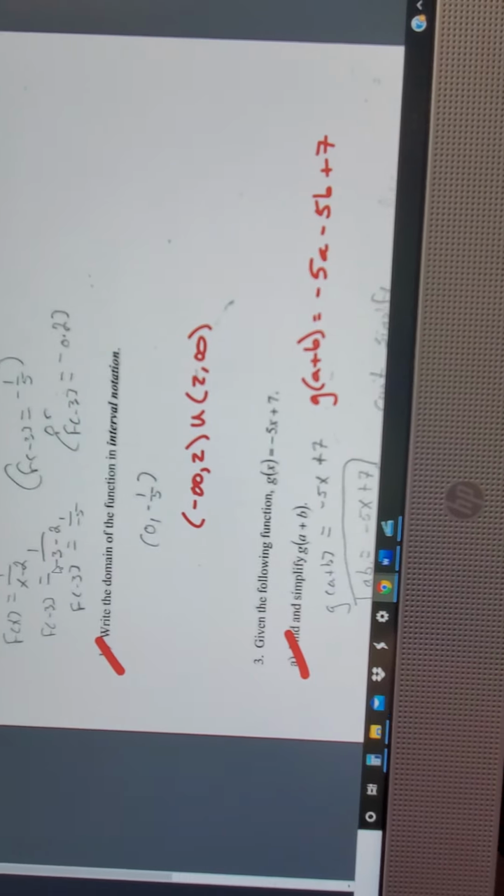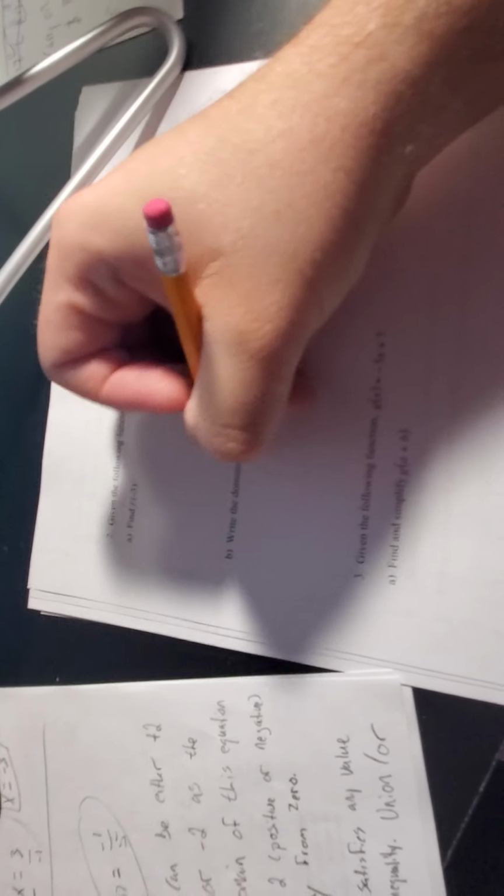Alright, so 2b is what I had got wrong. It asked to write the domain of the function in interval notation. That one, now looking at it, I just read it completely wrong. The key word here is domain, not finding f of negative 3, which I had as negative 1 over 5. So the domain for our function here is 2.